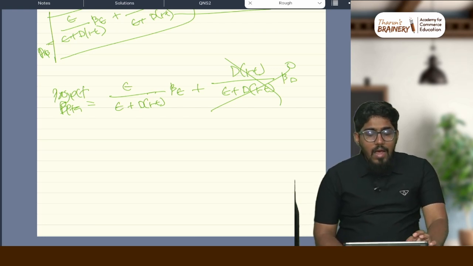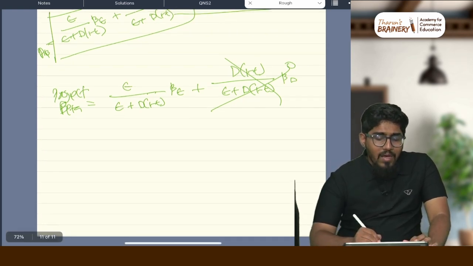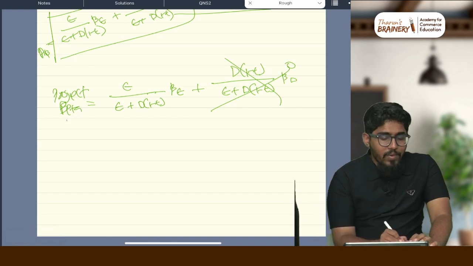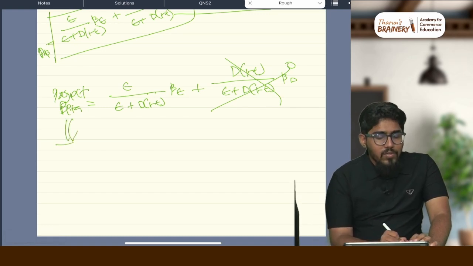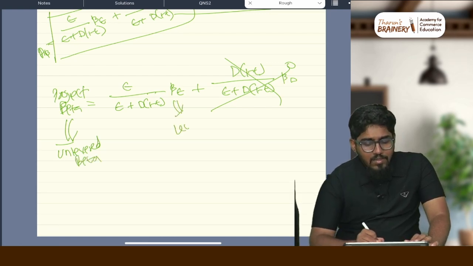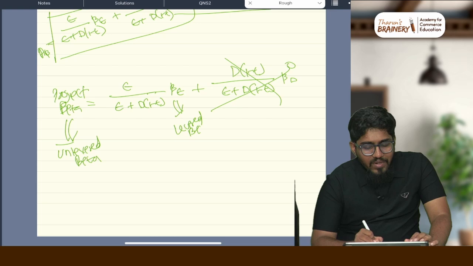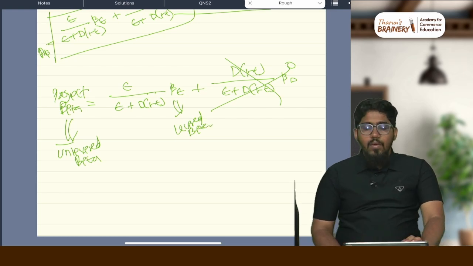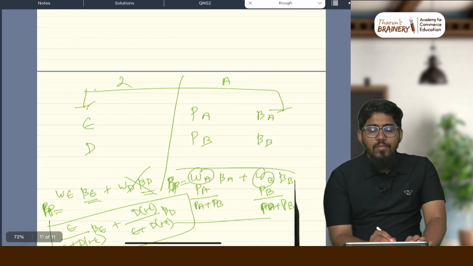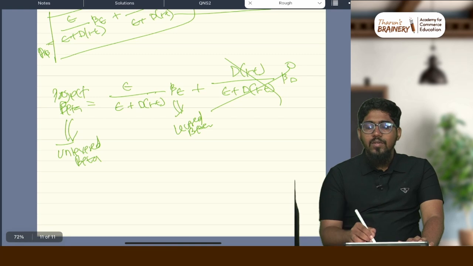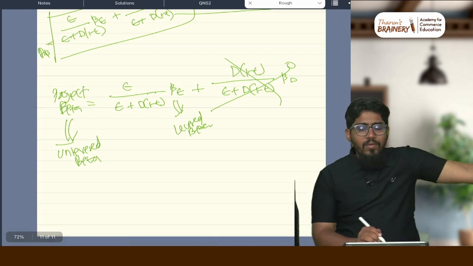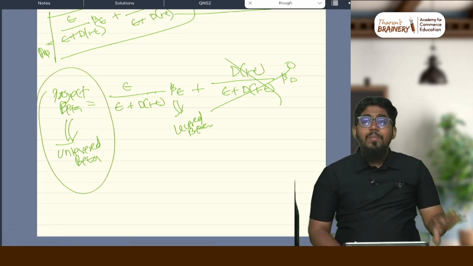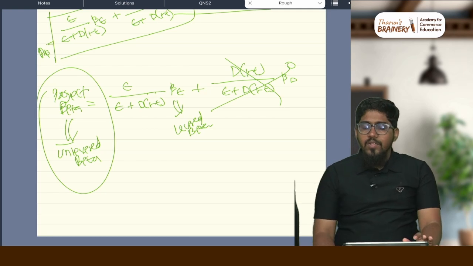Okay, sir. This project beta is also called unlevered beta, and this is called levered beta. This much clarity you are having, because this is the beta for this equity. So this is the beta for this leverage. So using that weight, removing it, we are unlevering the beta. So this is the beta for the asset, or this is called the project beta.